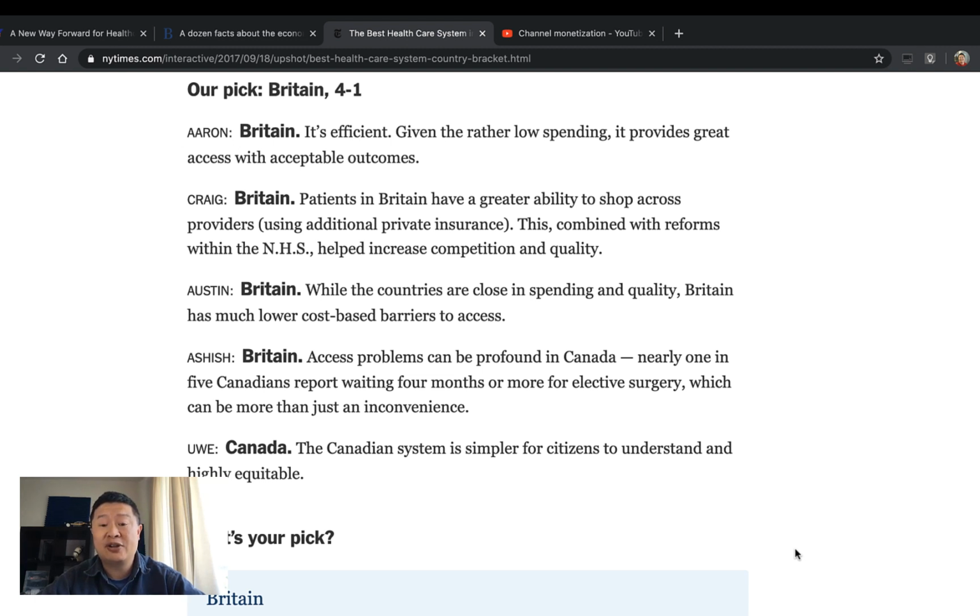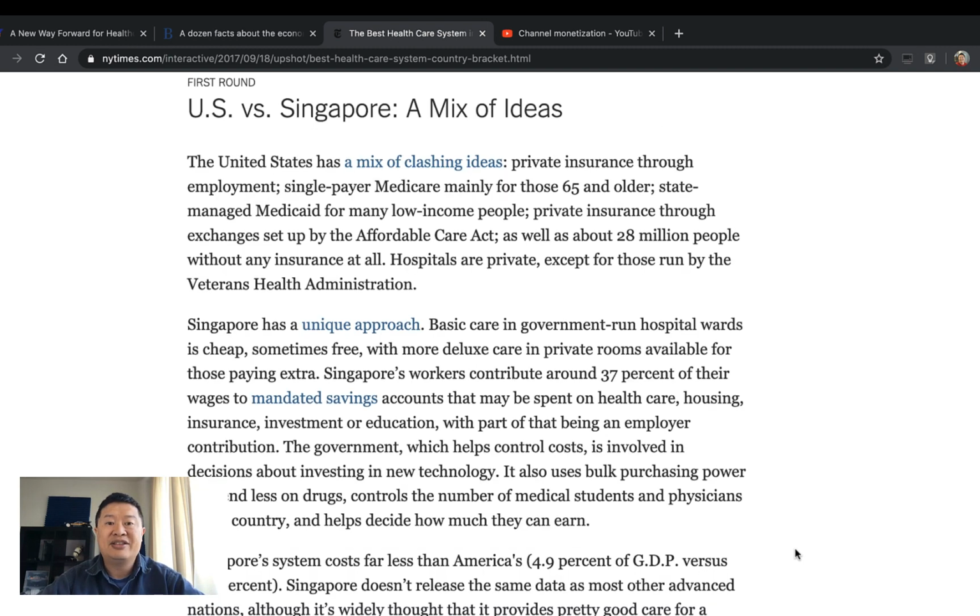Patients in the UK still have the option to get additional private insurance so that then they can further shop across providers. UK has lower costs to access, whereas in Canada, it's quite well known for having access problems where you can actually have to wait many months for elective surgery. However, many believe that the Canadian system could be simpler for citizens to understand and might be a little bit more equitable. Then there's the US versus Singapore model.